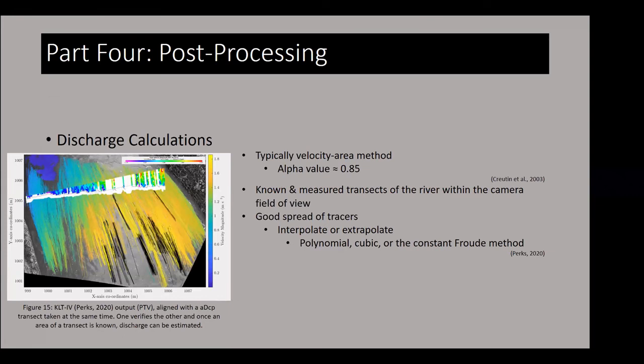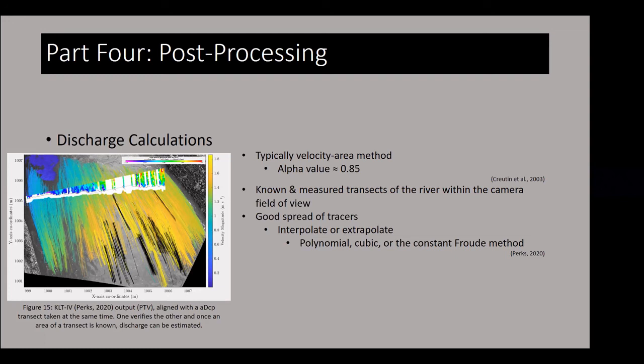To determine discharge from the velocity outputs, it's important to estimate the average depth velocity for a specific cross-section seen within the imagery. Usually, to calculate the depth velocity, an alpha coefficient is required, and normally it's estimated to be around 0.85. To determine the area required for discharge calculations, it's required to introduce a known measured transect that coincides with the camera's field of view. This can be done by surveying where appropriate, or alternatively using an ADCP, again where appropriate.